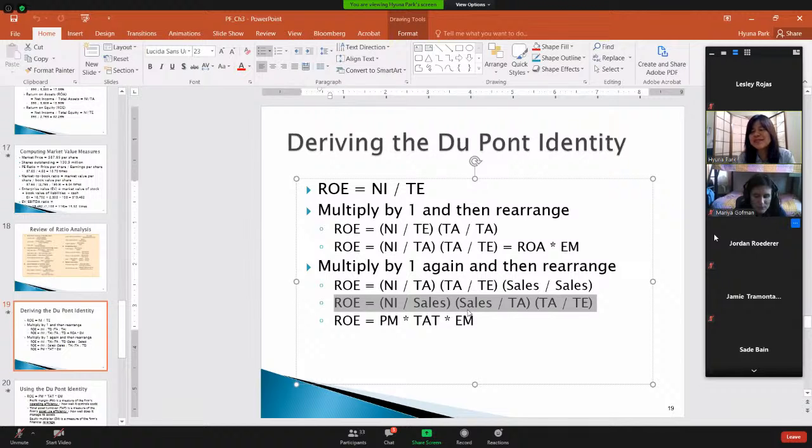And you do the same trick using total asset. Total asset is here in the numerator. Total asset is here in the denominator. So numerator, denominator, total assets cancel out.